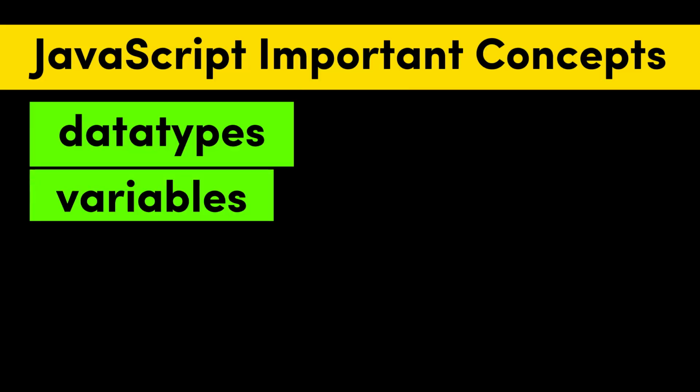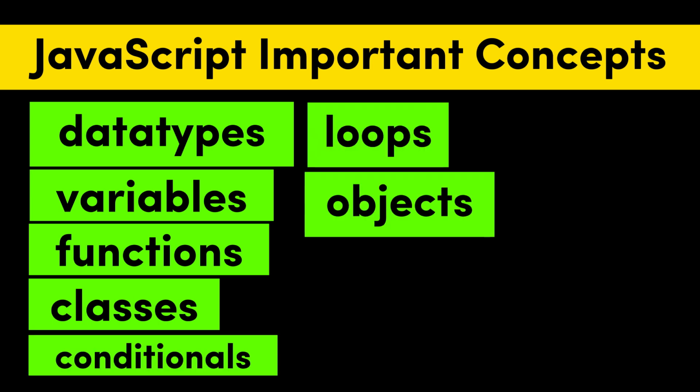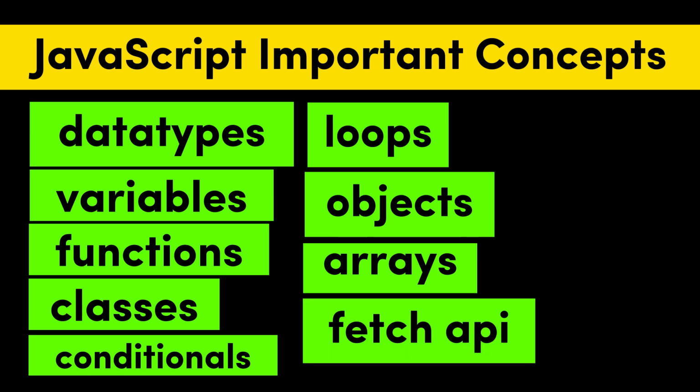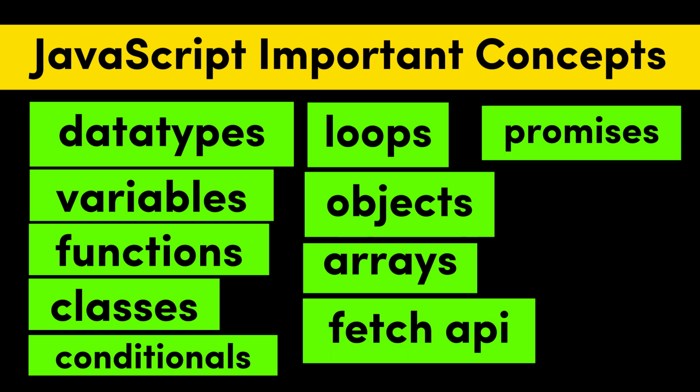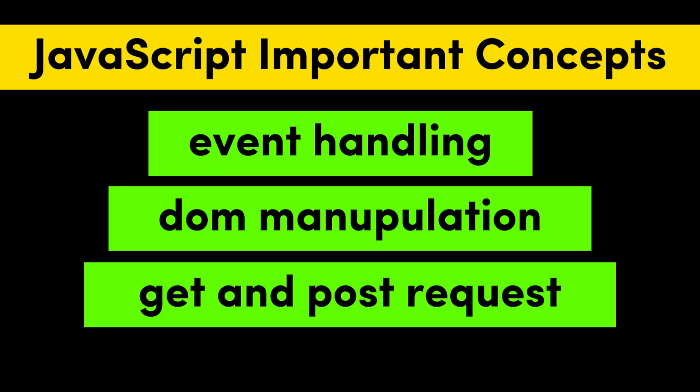Data types, variables, functions, classes, conditionals, loops, objects, arrays and their methods, how to call an API using the fetch method, how to handle promises using async await or then and catch blocks, event handling, DOM manipulation, and how to make a GET and POST request, etc. Each topic might include subtopics and so on.